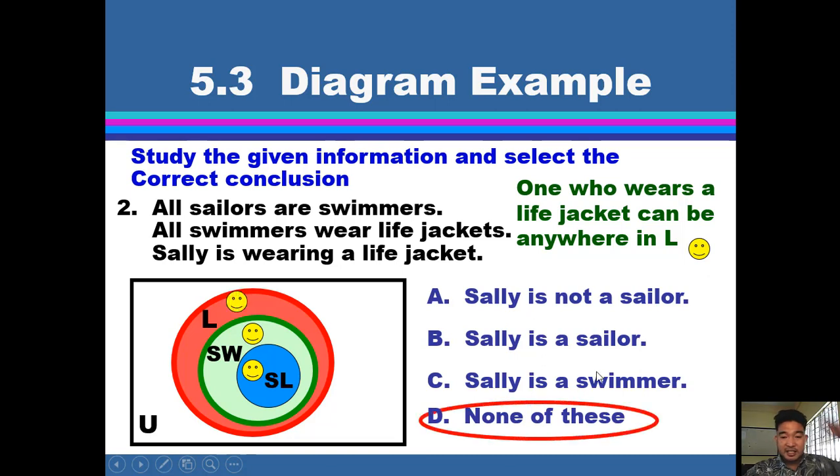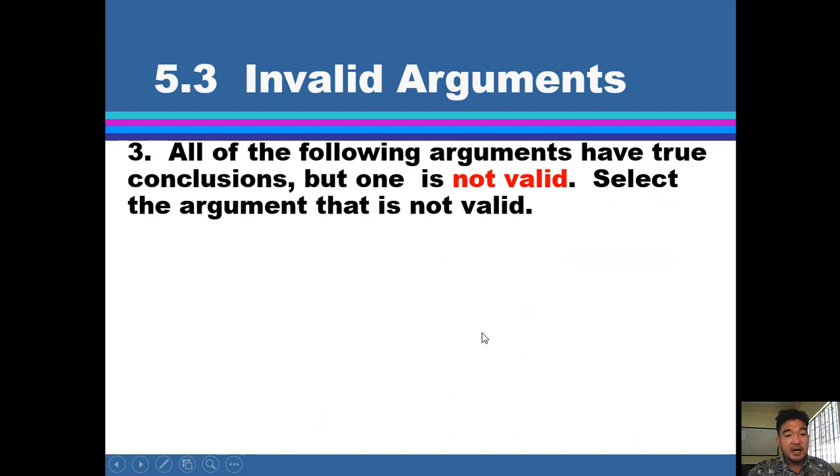So, none of these. Kasi, hindi natin pwedeng sabihin na Sally is a sailor lang, pero Sally is a swimmer lang. So, one who wears a life jacket can be anywhere in L. Pwede siyang swimmer, pwede siyang sailor. Okay? So, none of these. Next, all of the following arguments have true conclusions, but one is not valid. Select the argument that is not valid.